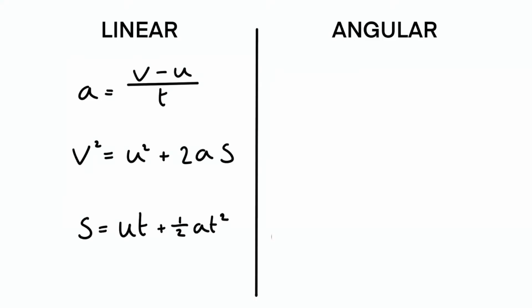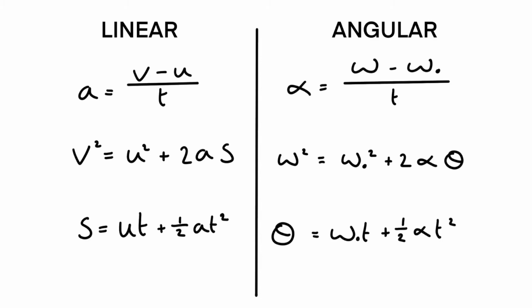So on the left we have our linear equations of motion, or our SUVAT equations, and all you have to do to get to our equations of circular motion is sub in the angular equivalents that we saw before. And that's all there is to it.